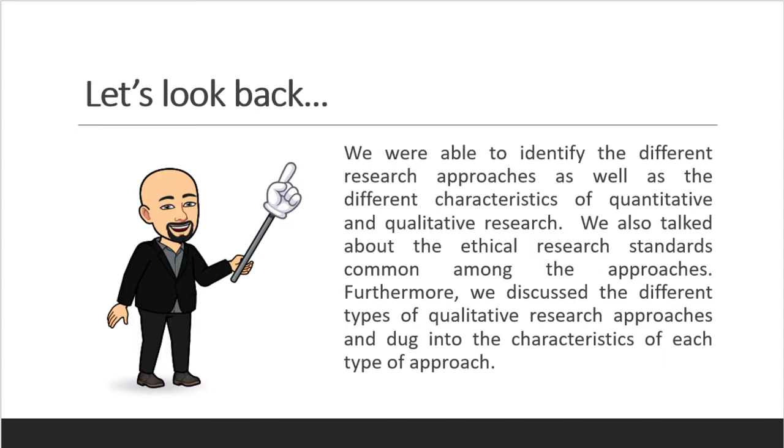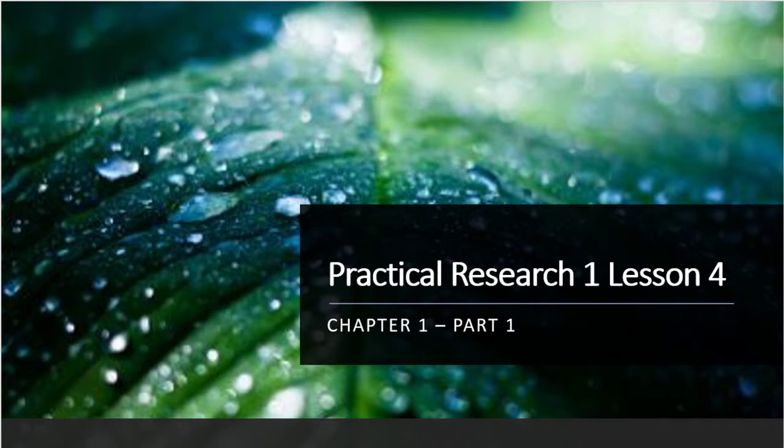Looking back, we were able to identify the different research approaches as well as the different characteristics of both quantitative and qualitative research. We also talked about the ethical research standards that must be observed, both for quantitative and qualitative research, as well as the sanctions that are imposed when violations against these ethical standards are committed. Furthermore, we also discussed the different types of qualitative research approaches and dug into the characteristics of each type of approach. And with that, good day, students.